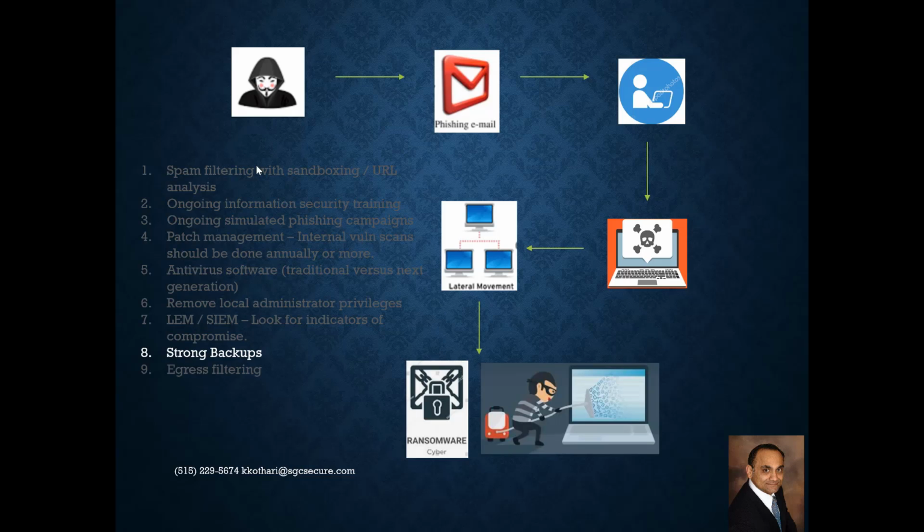And then one of the biggest controls out there, and it's the one that's referenced usually first in the long line of different controls, is strong backups. The reason why I put this as number 8 is, if you notice, by the time we get to that backup section, we've gone through so many different layers. Again, we've gone through spam filtering, we've gone through our information security training, we've gone through fully patched systems, running antivirus software, whether it's traditional or next generation. Hopefully we have local administrative privileges removed wherever possible.